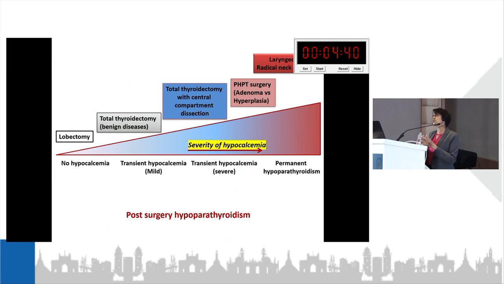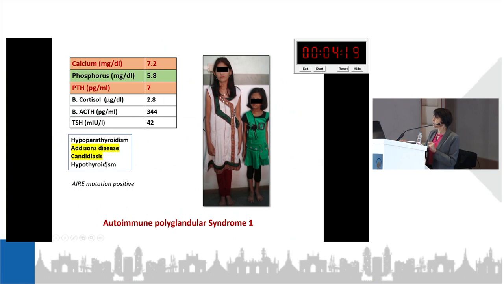It comes in a huge spectrum, and it can be just a state of transient, very mild hypocalcemia or a state of permanent hypoparathyroidism, which can be severe. And that is truly a difficult disease to treat, as we will see during principles of management. Parathyroids can also get damaged with autoimmunity and autoimmune polyglandular endocrinopathies, like in these two sisters who present with hypoparathyroidism, Addison's disease, and hypothyroidism associated with candidiasis, which is autoimmune polyglandular syndrome type 1.